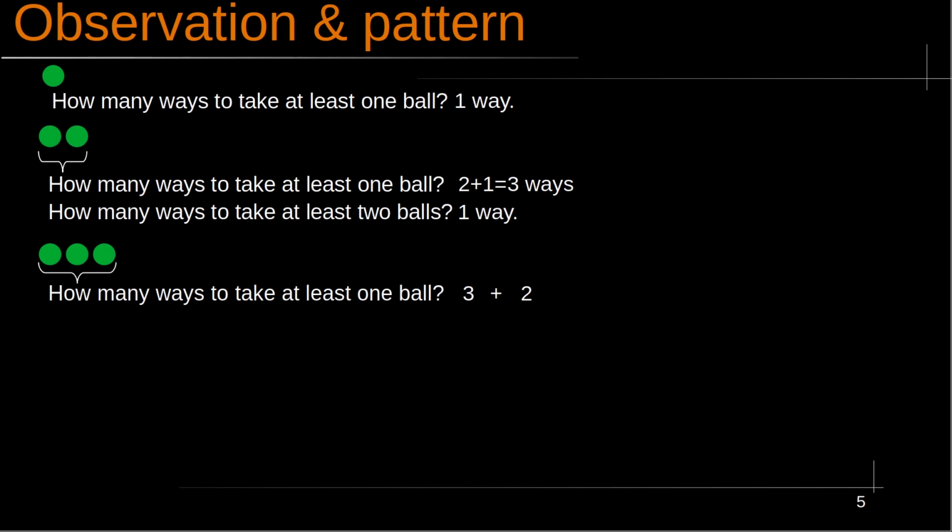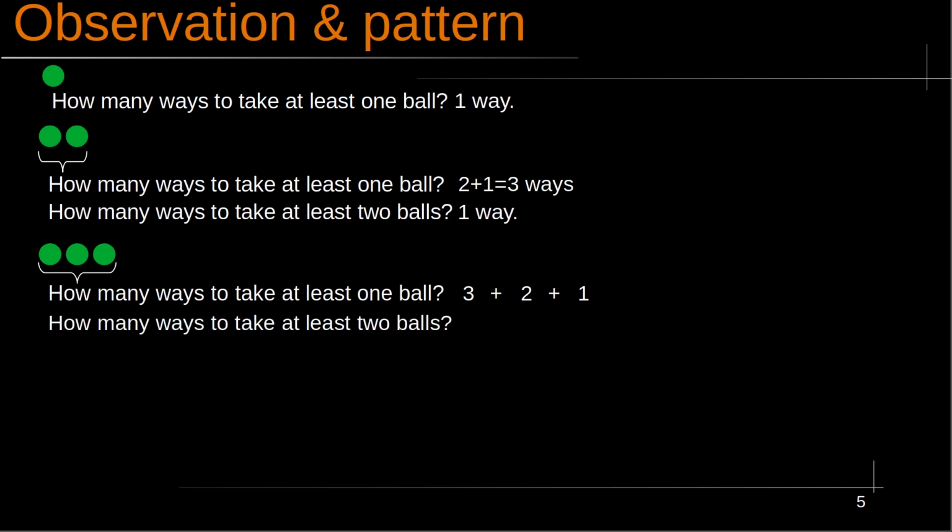Or we can take all the 3 balls. We have one way to take all the 3 balls. So we have 1 plus 2 plus 3 is equal to 6. So we have 6 ways to take at least 1 ball from these 3 balls.